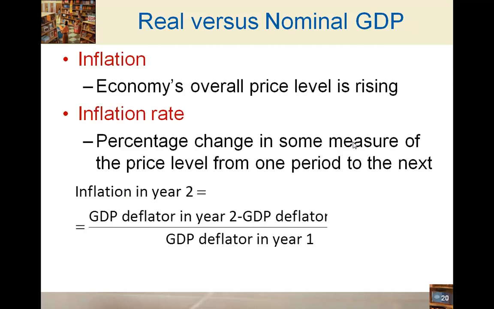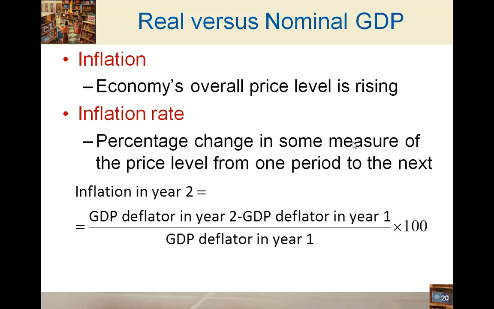Now, what is the inflation rate in an economy? Well, we've got a measure of the average level of prices now in the economy. Inflation occurs when that average level is rising over time. And we can calculate that as a rate as well. So how do we do that? Well, we just take a percentage change in that GDP deflator index.